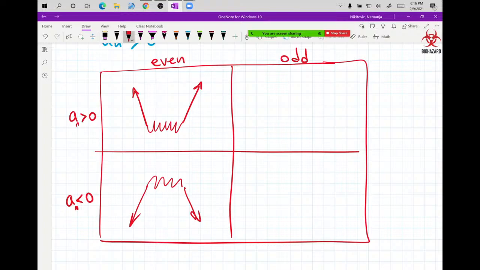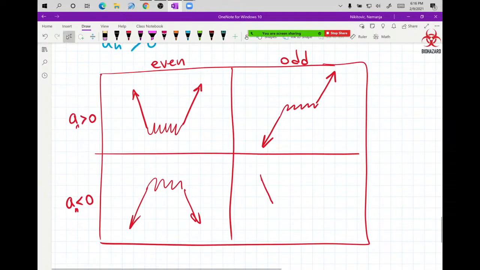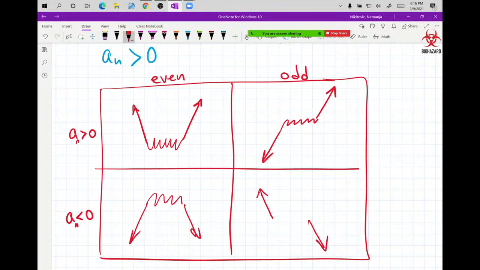Now, if it's odd and an is larger than 0, one end looks up, one looks down, with a wiggle in between. And as you can see, the whole trend is increasing. So you start with the arrow looking down, and then the other one looks up. And then obviously the opposite for this, so it's going to go like this, and it's going to have the wiggle in between.